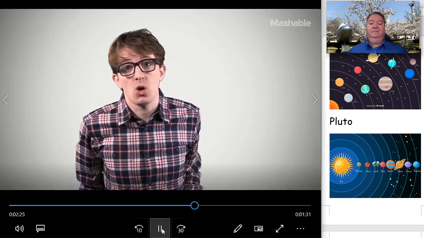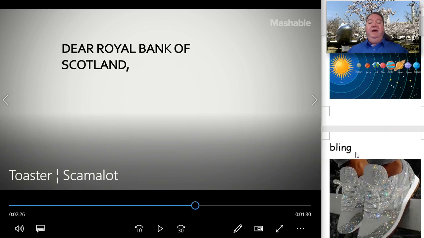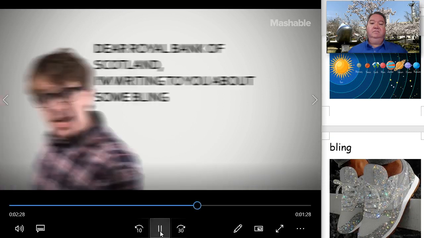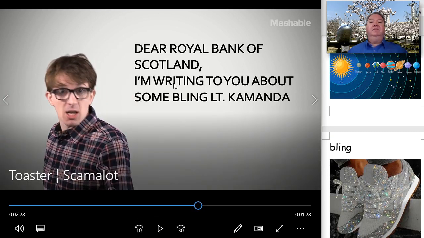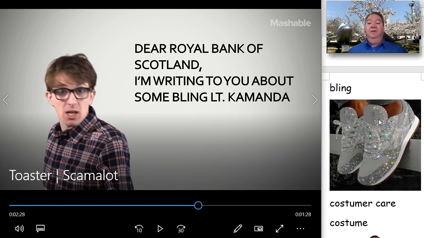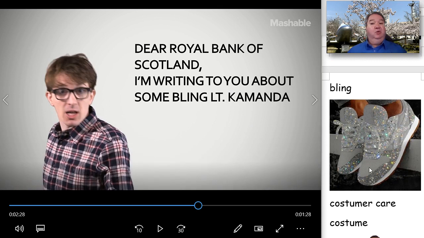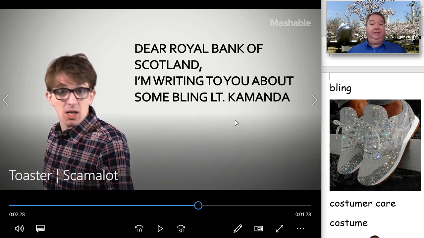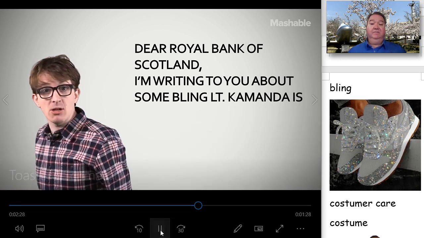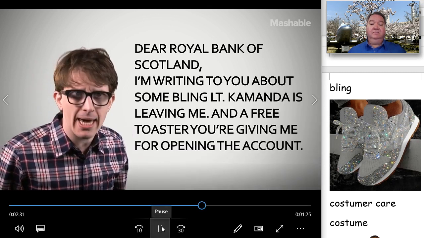So I sent an email to Royal Bank of Scotland. So he sent an email to this fake Royal Bank of Scotland. I said, look, I'm writing to you about some bling that Lieutenant Commander was telling me about. Bling is just jewelry, something shiny, something sparkly, like these sneakers have bling on them. The bling, in this case, is diamonds. The diamonds Lieutenant Commander is leaving me.